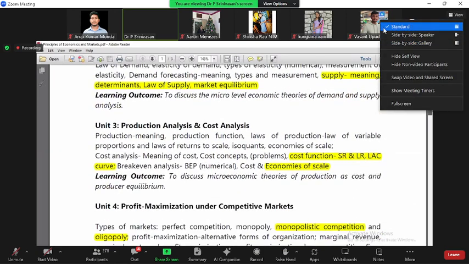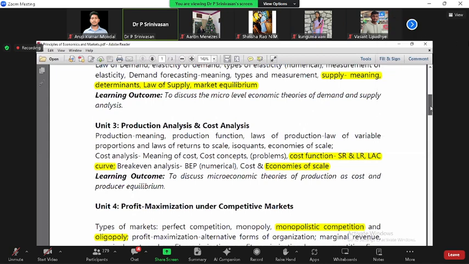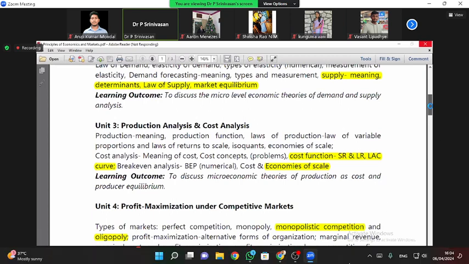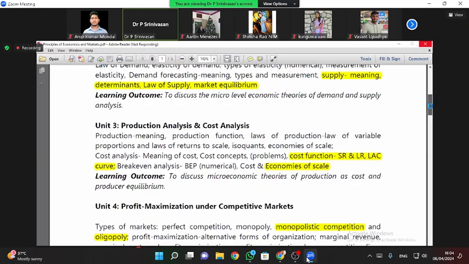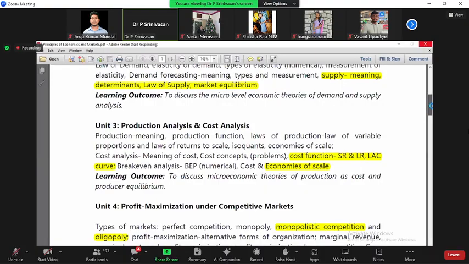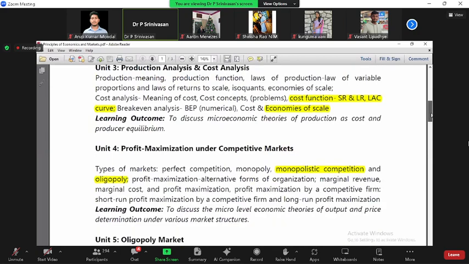And the third unit is related to production and cost analysis. So how are we going to maximize the profit and minimize the cost, what are the different types of cost, and what are the different types of production function? That's what I'm going to explain. These topics I'm going to explain in unit 3.